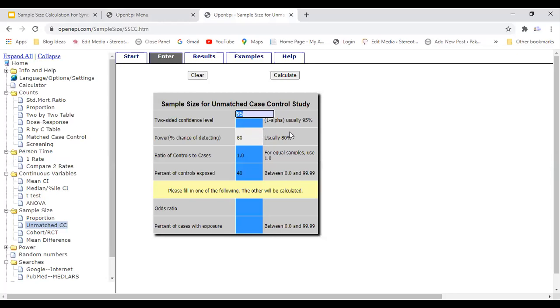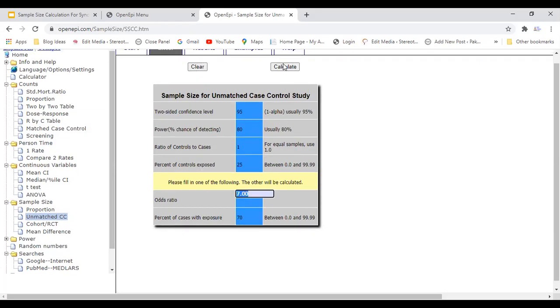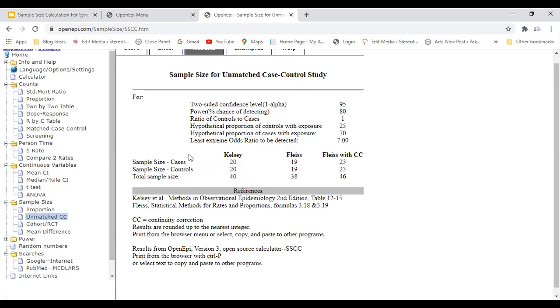For example, two-sided confidence interval, I keep it at 95%. I keep power at 80%. Ratio of cases to control, I keep at 1. But if in your sampling you have recruited, for example, 50 cases and 100 controls, then the ratio of cases to control will become 0.5. Percent of controls exposed, we have discussed it at 25%, so I'll keep 25%. And percent of cases with exposure, you have to input one of the values and the other one will show up. So if you keep percent of cases with exposure at 70%, the odds ratio is 7, and this is how you will calculate the sample size.